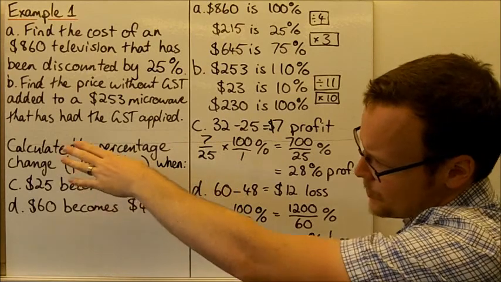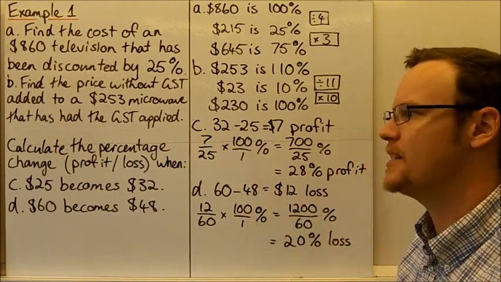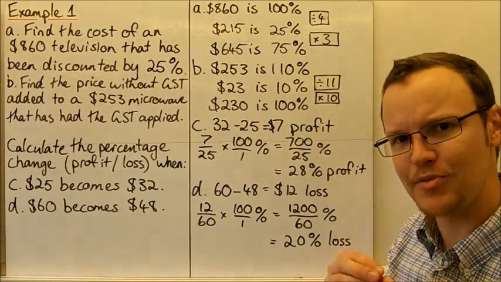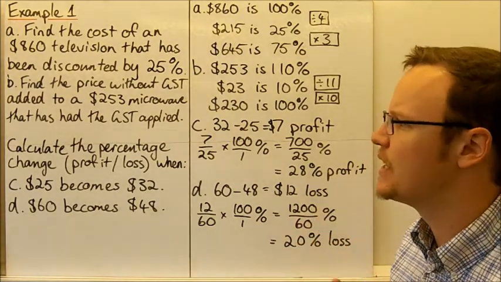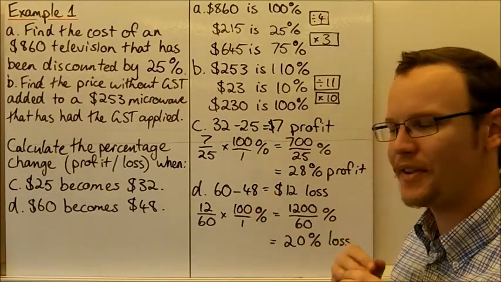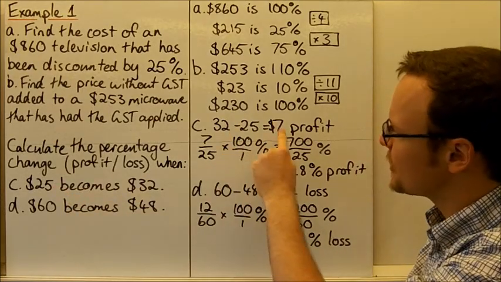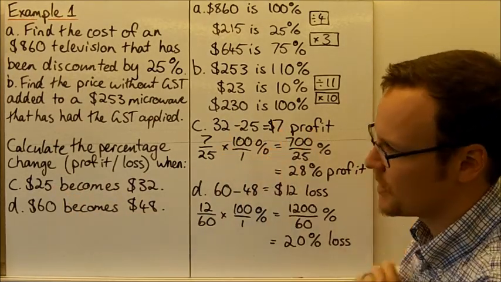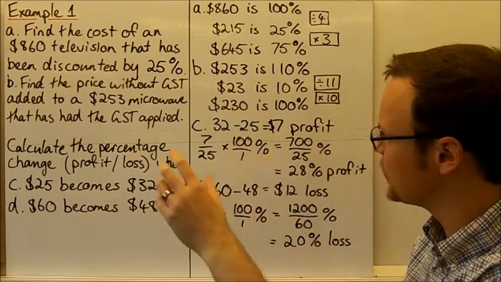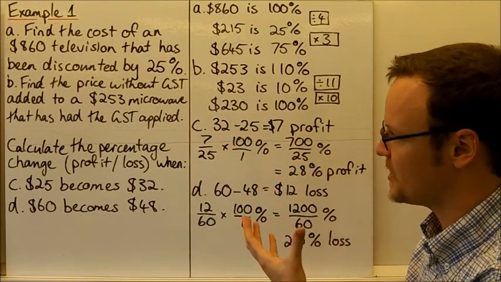Here we've got 2 questions. We're looking at calculating the percentage change and profit or loss. So we're looking at the actual percentage that we've lost now, and we won't be able to use the unitary method for this. We're going to have to use our parts out of a whole. So if $25 becomes $32, that means we've made a $7 profit. It's gone from 25 to 32, it's increased, so we've made a profit. The difference between the two is $7. So we've made a $7 profit.